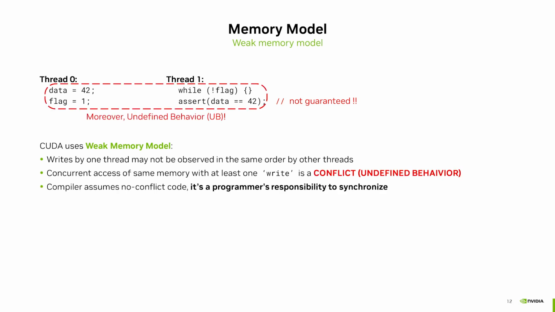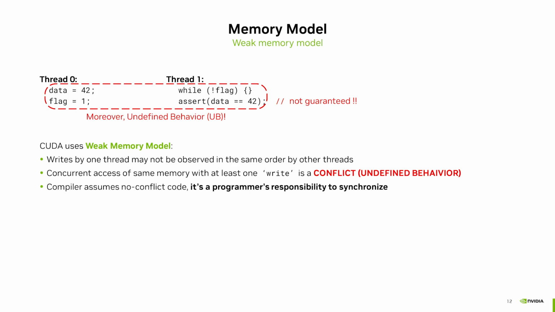Moreover, this code is just wrong, because in CUDA, concurrent read and write of the same memory is a conflict. And here we have concurrent write of flag and read of flag. And CUDA expects that the programmer provides a conflict-free code, otherwise essentially all bets are off.